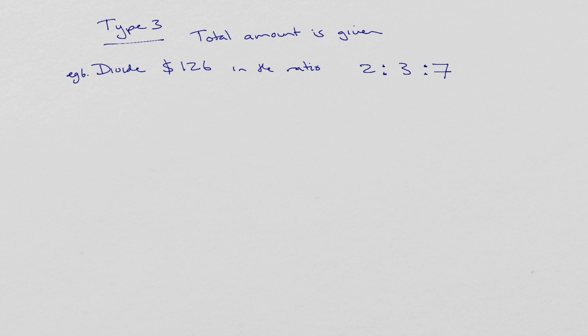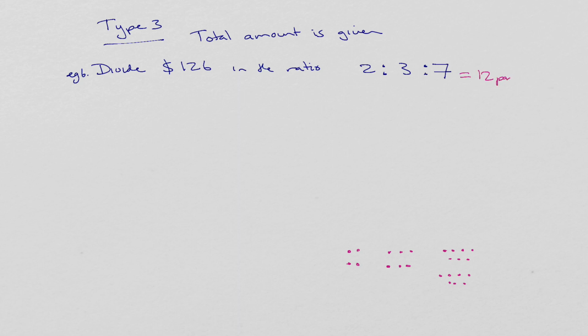Third type of question, total amount is given. So they tell you that the amount of money is split in the ratio 2 to 3 to 7 between 3 people. So for every $2 I give this person, I give this other person $3, and I give the last person $7. And then I give them another $2, and I give this one another $3, and I give this one another $7. So basically each time I'm dividing it into 12 parts until it's used up.